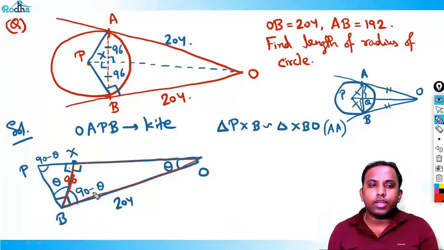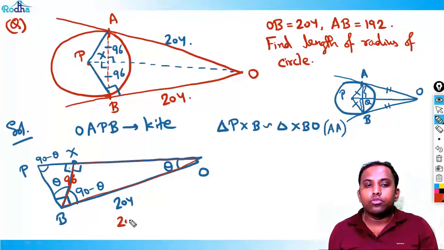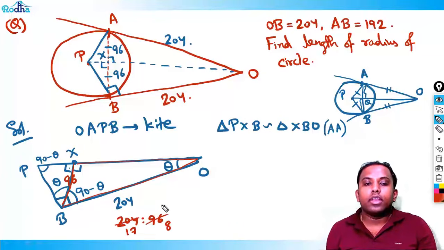We know the ratio of sides here. 204 is the hypotenuse, so 204 is to 96. If you cancel out, 12 will go 8 times here, and 12 will go 17 times here. So the ratio of sides is 17 is to 8. If you remember Pythagorean triplets, it's quite easy.